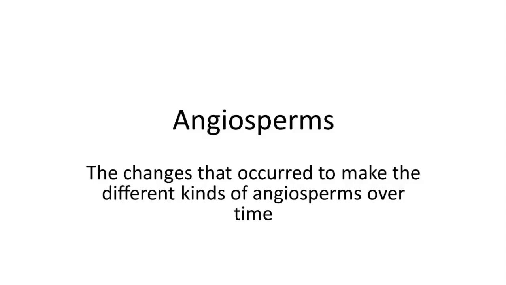Angiosperms are higher plants. We're going to look at the changes that occurred to make the different groups or different kinds of angiosperms over time. This really comes down to a couple little changes that have occurred over time that gave us each individual group. When we start out, we talk about basal angiosperms, and these were the ones that lived during the times of the dinosaurs, and we have ideas of what they looked like based on fossil evidence.